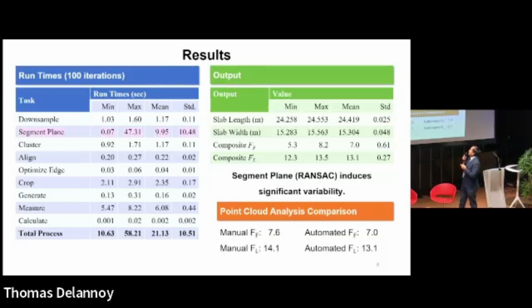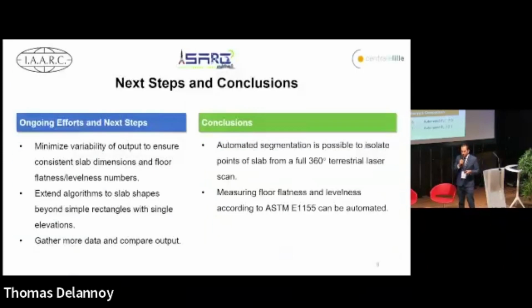But in general, if you compare these two numbers, on the right side you have the automated floor flatness and floor levelness from this algorithm. The manual numbers were done following the ASTM standard on the point cloud, manually drawing the lines and manually picking the points. So you can see that they are close. And again, this is an average measurement, a statistical result because of the randomness of the RANSAC algorithm. But the numbers are quite close, and most importantly, you gain time by doing this automatically.